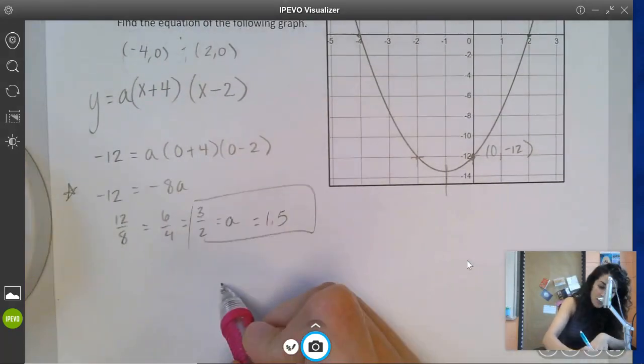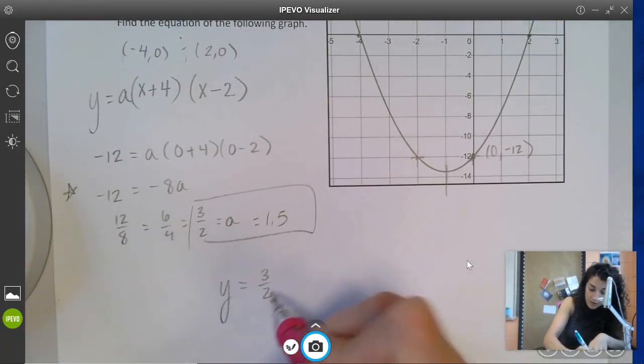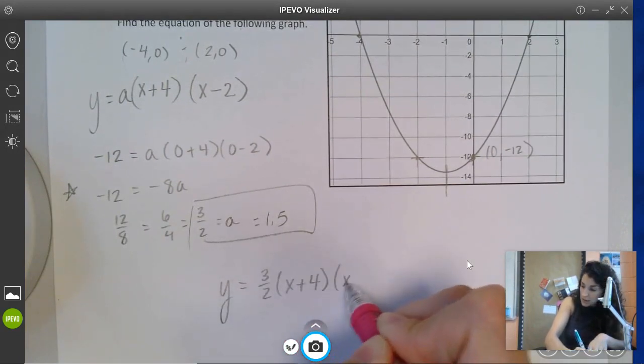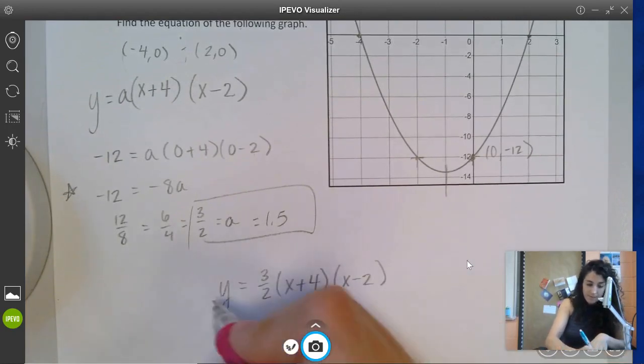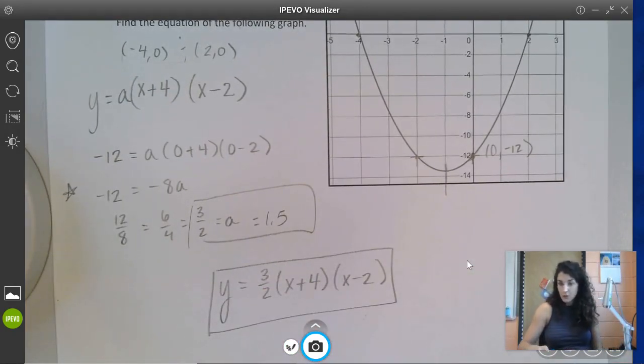So you could write your equation of the graph as y equals 3/2, or 1.5, times (x plus 4) times (x minus 2). And that is much quicker than making a system of equations. So using those to your advantage can be very, very helpful down the line.